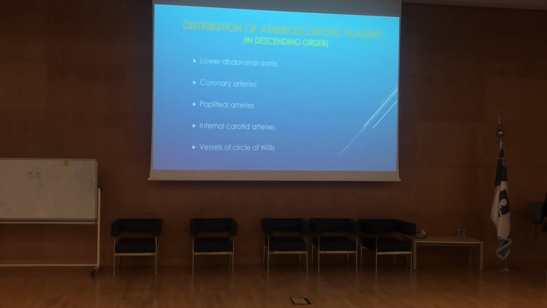Now, atheromatous plaque usually involves, in descending order: lower abdominal aorta, coronary arteries, popliteal arteries, internal carotid artery, and circle of Willis. So this is the sequence, in descending order, of atheromatous plaque. Okay.